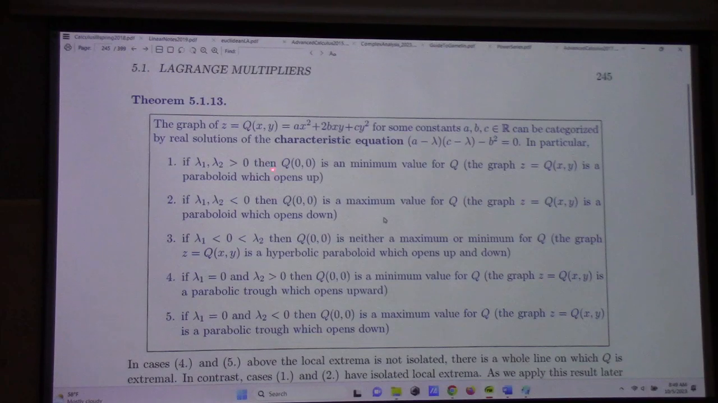But so z equals q of x y, well, we've studied this, right? If we have a equals 1 and c equals 1 and b equals 0, then we have z equals x squared plus y squared. You guys remember what that was? z equals x squared plus y squared. Remember, that was the paraboloid, right? It's kind of like the bowl that opens upward.